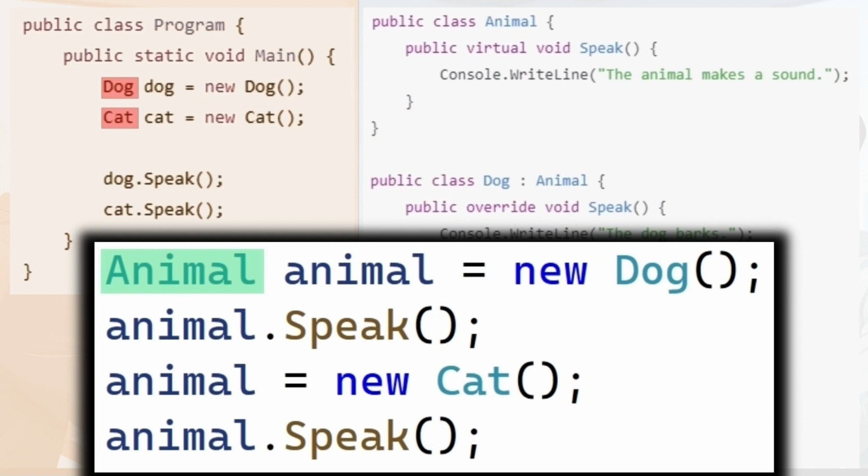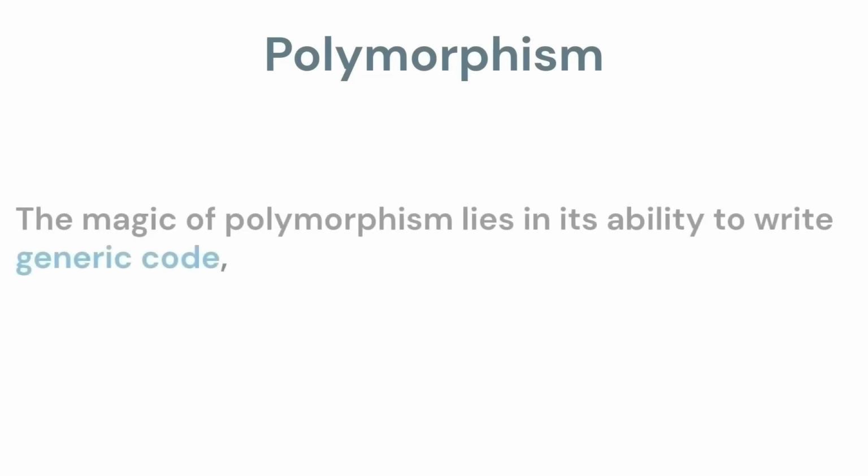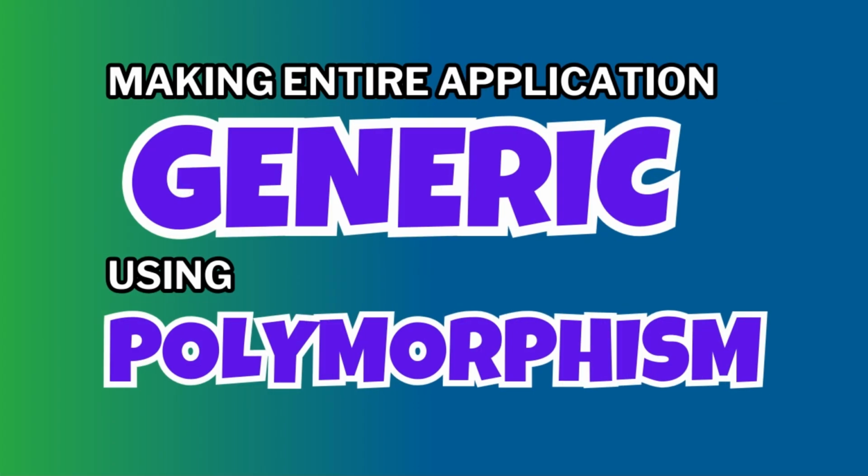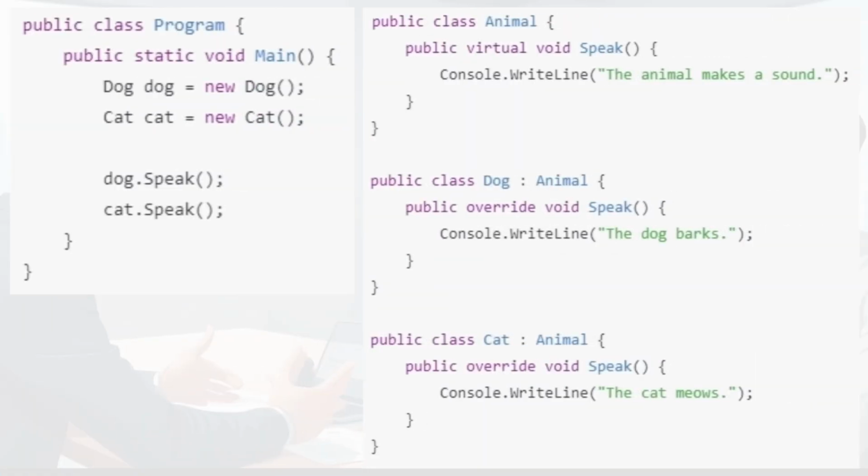Polymorphism is an important pillar and a powerful feature of object-oriented programming. The magic of polymorphism lies in its ability to write generic code, which allows for reusability. By the end of this video, you will learn how to make not just one class, but the entire application generic using polymorphism. Let's continue with the same animal example.